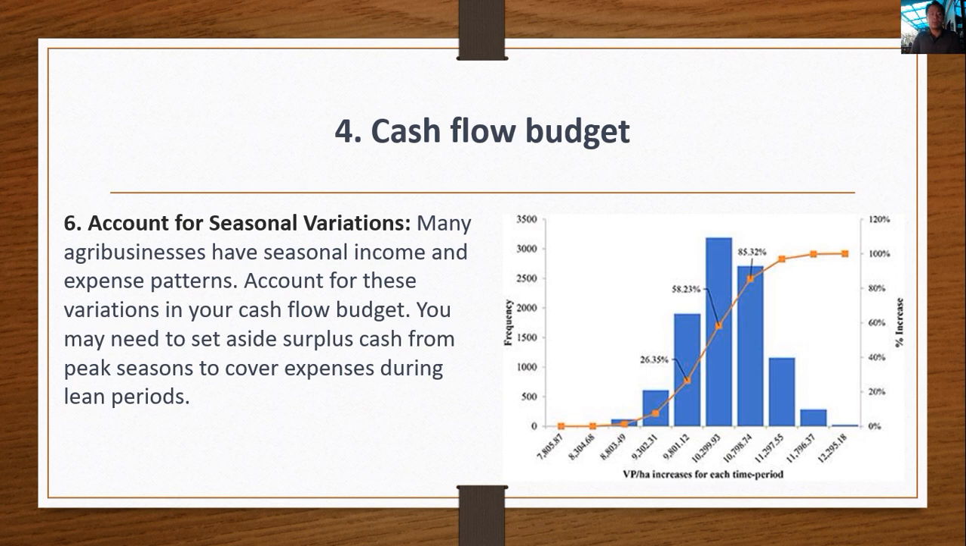So account for this variation in your cash flow budget, and you may need to set aside surplus cash from your peak season to cover expenses during the lean period. So that is true, class. Not all the time, especially given the conditions of our agricultural industry. There will be times that you will be earning at the peak of your production, but there will also be times that you will suffer losses or a decrease of your income due to the nature of our industry.